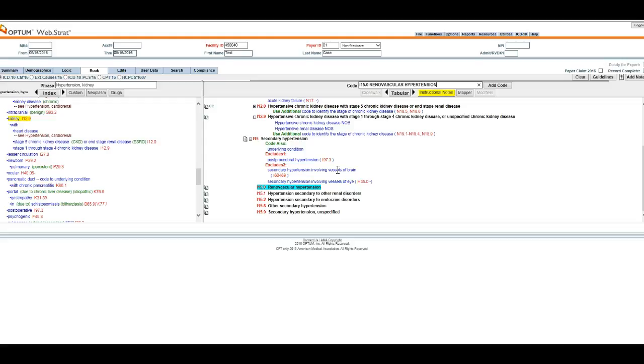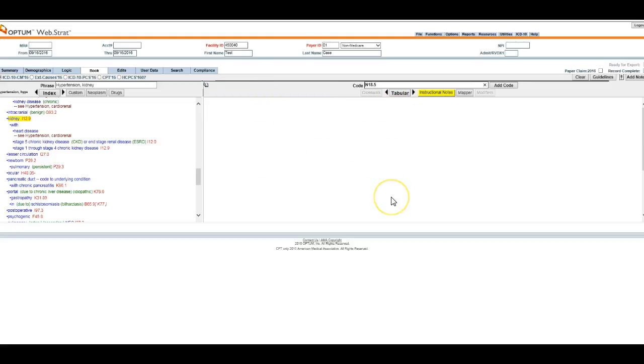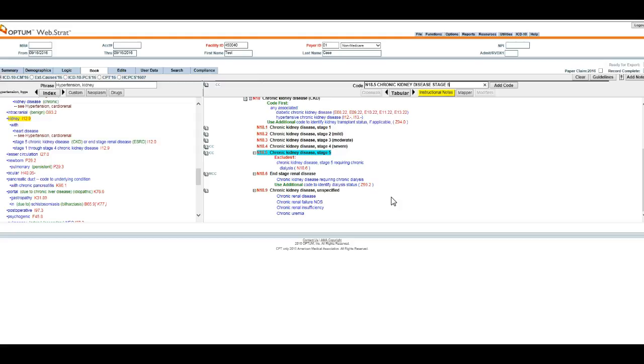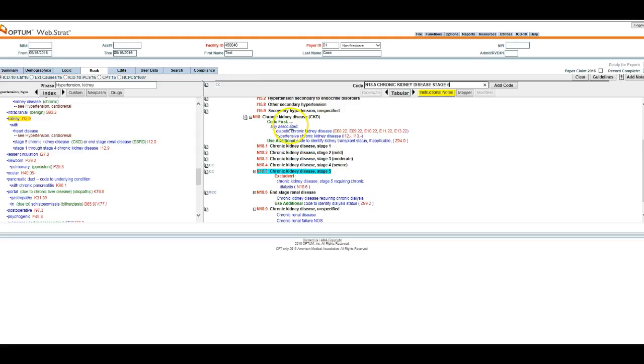And then as you can see, as we're searching for the kidney disease or chronic kidney disease and kidney failure, we are given parenthetical notes that tell us use additional code to identify the stage. So this code only identifies the secondary problem. We still need to code the main problem that the patient has, which is chronic kidney disease or kidney failure, and chronic kidney disease or end stage, which is stage 5.